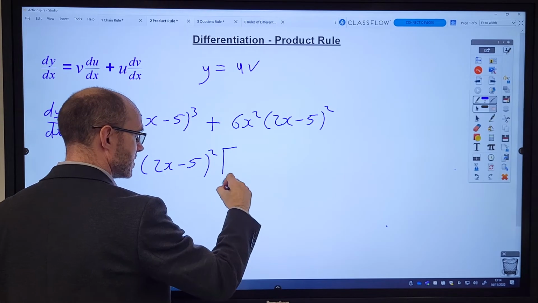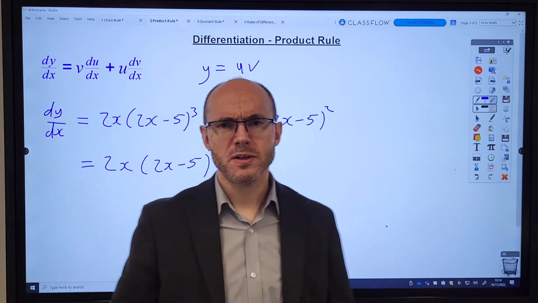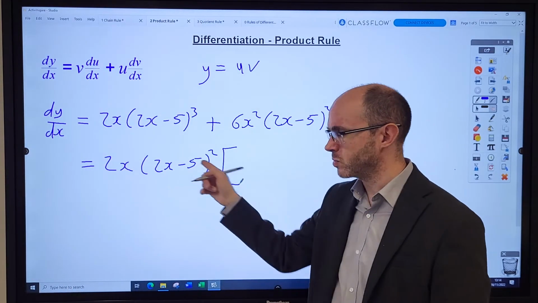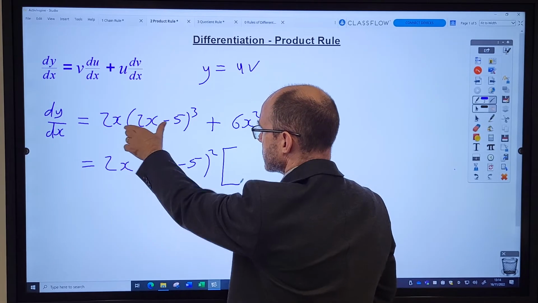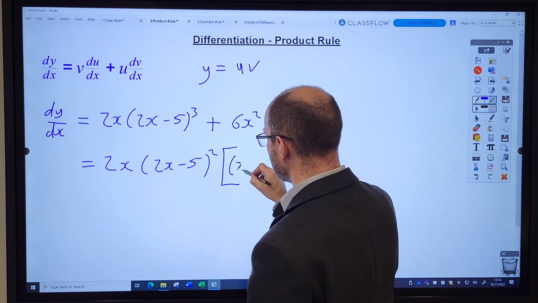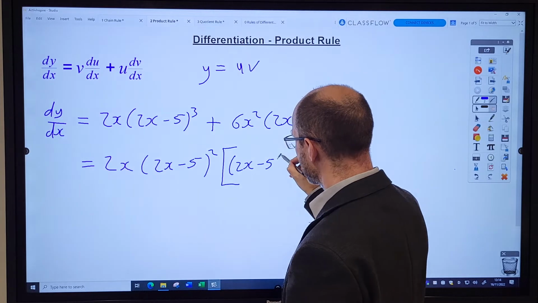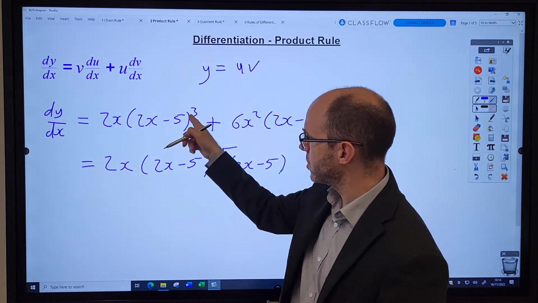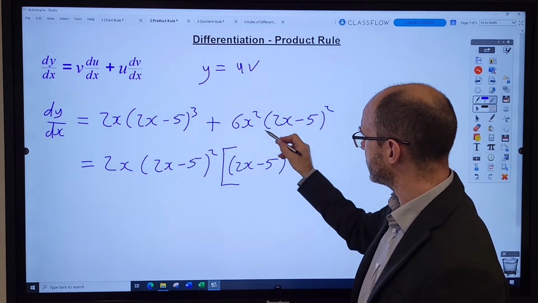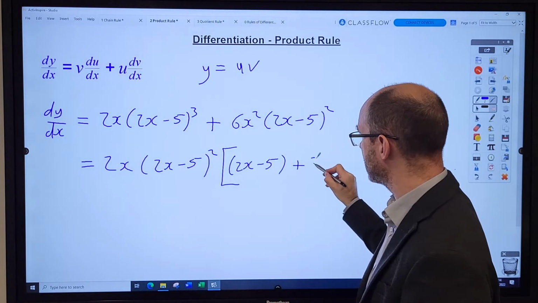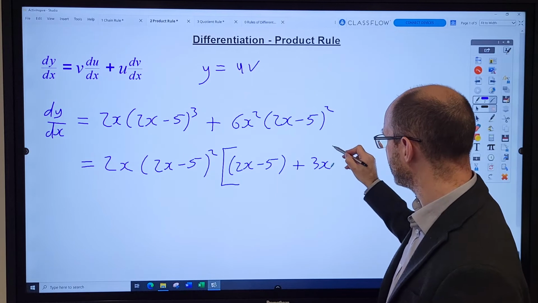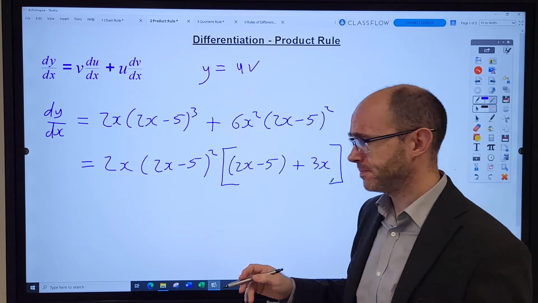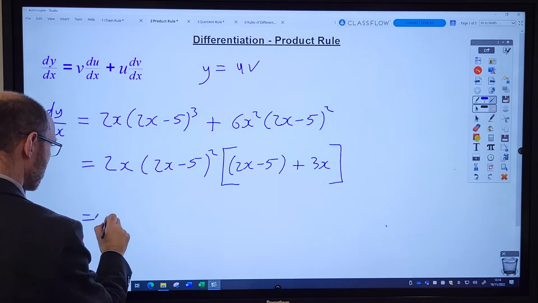When I'm factorising like this, I tend to use a different type of bracket, just to emphasise this is what's going on outside and this is something inside. So this multiplied by 2x minus 5 would give us the 2x minus 5 cubed. And then this term, the 6, we need to have 3x to get 6x squared, and the 2x minus 5 squared is already there. So that's easily done. We'll just tidy it up a little bit.